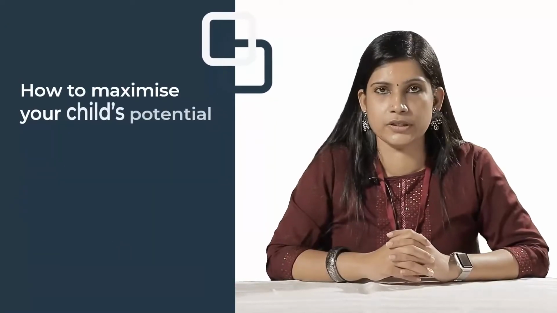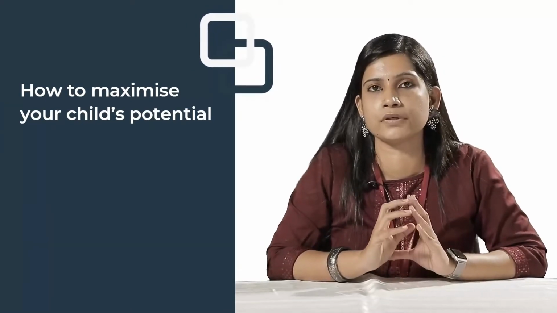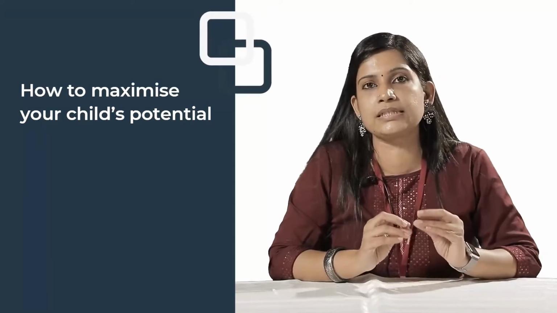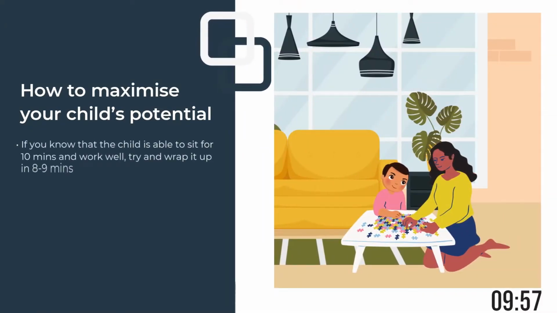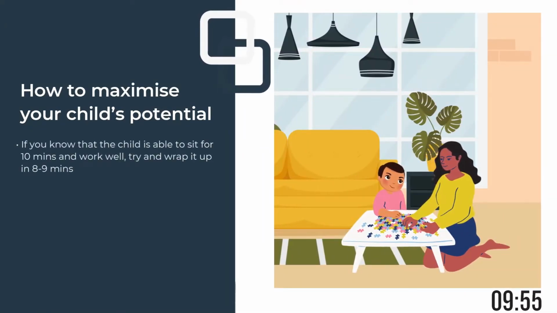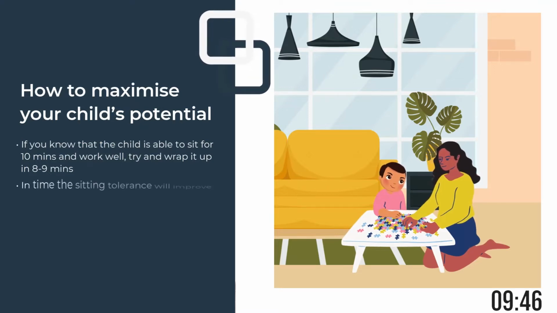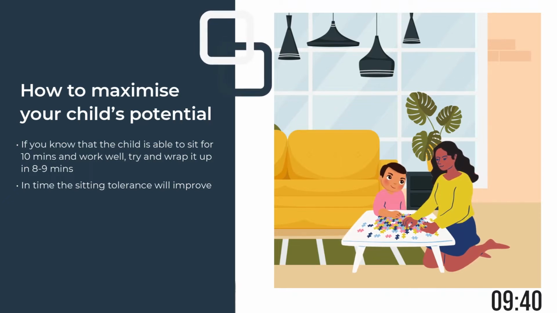Next is sitting tolerance. Sitting tolerance is one of the main factors affecting the academic performance of the child. We have to keep in mind the sitting tolerance of the child before planning the activities. If the child is able to sit continuously for 10 minutes and work without hesitation, we have to complete the work in 8 to 9 minutes, and it is not advisable to push the child beyond this. Also, the activities have to be designed according to their abilities. This will gradually improve their sitting tolerance.